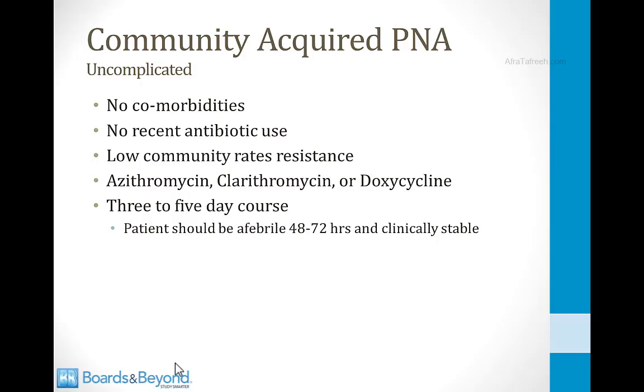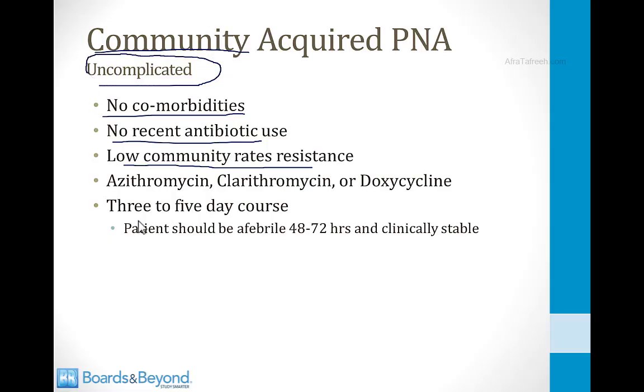So now let's talk about how you treat pneumonia by selecting antibiotics. So if someone gets pneumonia in the community and they have no comorbidities like diabetes or kidney disease or heart disease, and they haven't been on antibiotics recently, and there's low resistance to antibiotics in the community, we call that an uncomplicated community-acquired pneumonia.